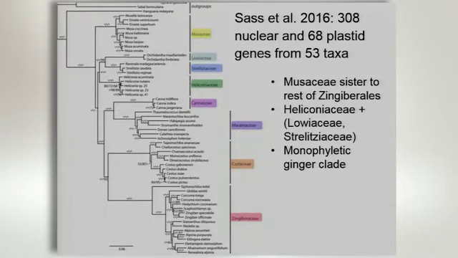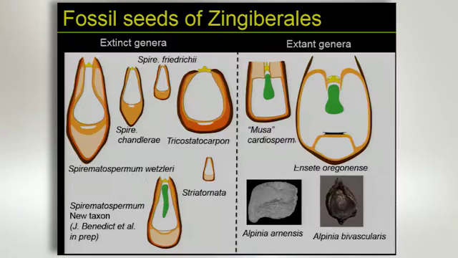And we found the banana family, Musaceae, are sister to everything else. And then we recover a monophyletic ginger clade. And then we have Heliconiaceae, sister to Lowiaceae and Strelitziaceae. So we're happy that we're finally getting somewhere, because now we can move on to some of the next kinds of analyses we want to do, which is integrating the fossils.